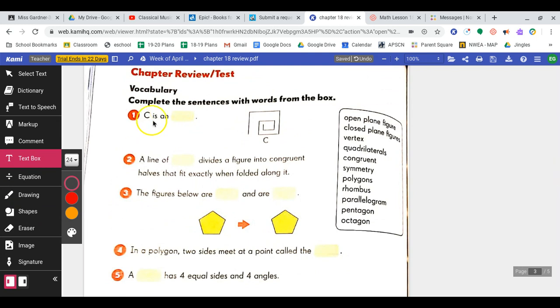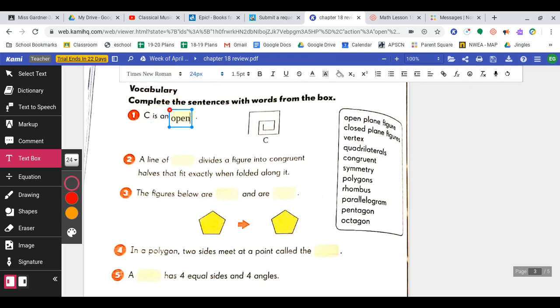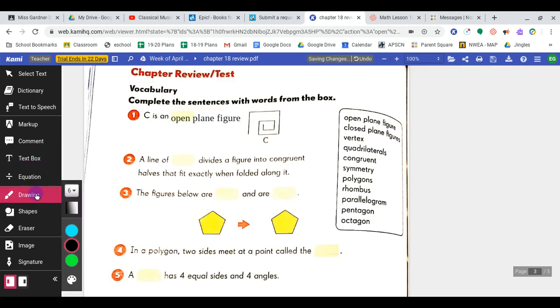So for question number 1, we're looking at this figure C, and which of these options would you say describes it? It's an open plane figure, which means it's a plane figure or flat. However, it's not closed in on all sides. As you can see here, there's an opening. So we're just going to write open plane figure. And then I'm going to cross off the ones that I've done.